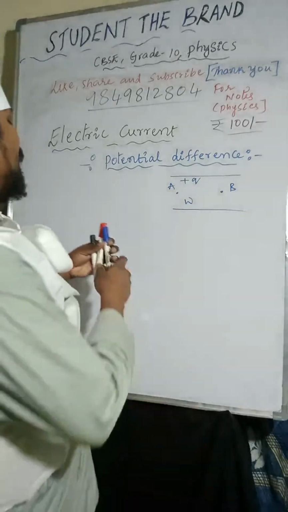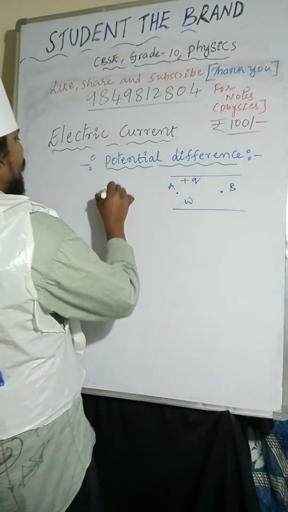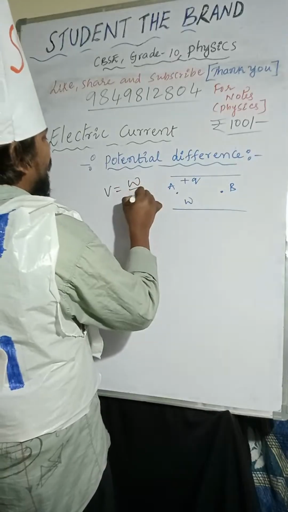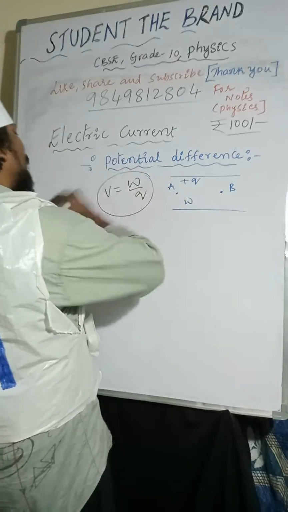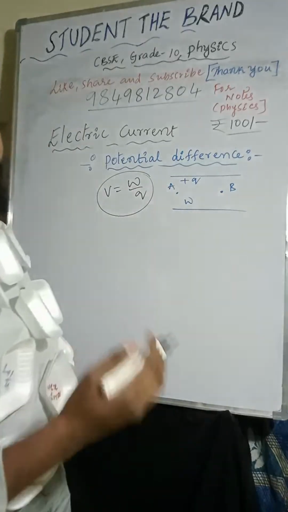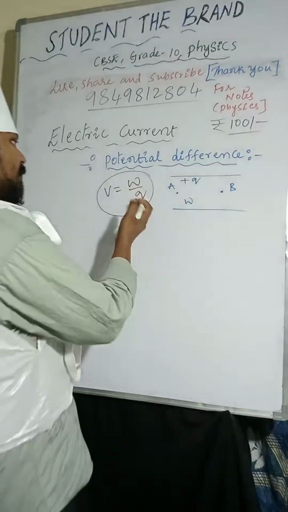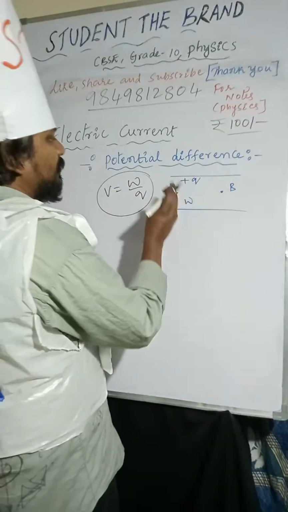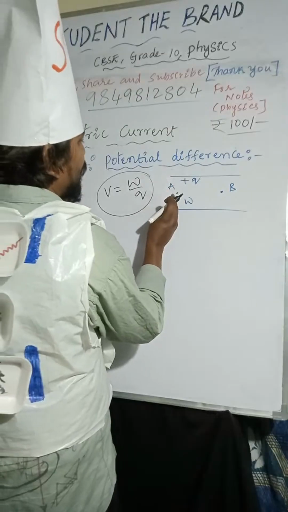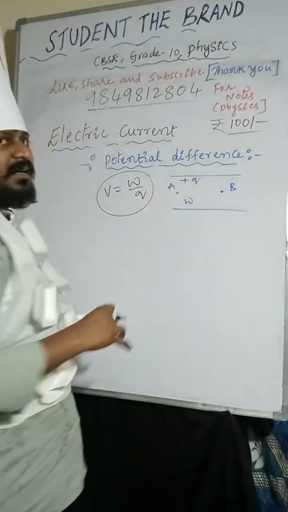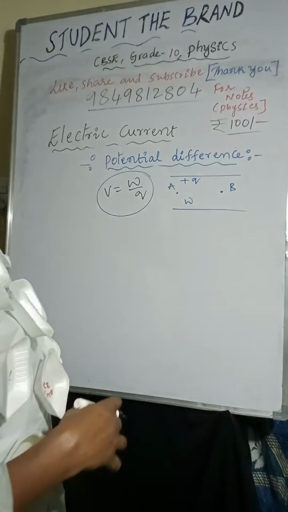So V equal to W by Q. W is nothing but work. We are doing some work to bring unit positive charge from one point to another point within the conductor. That is potential difference.